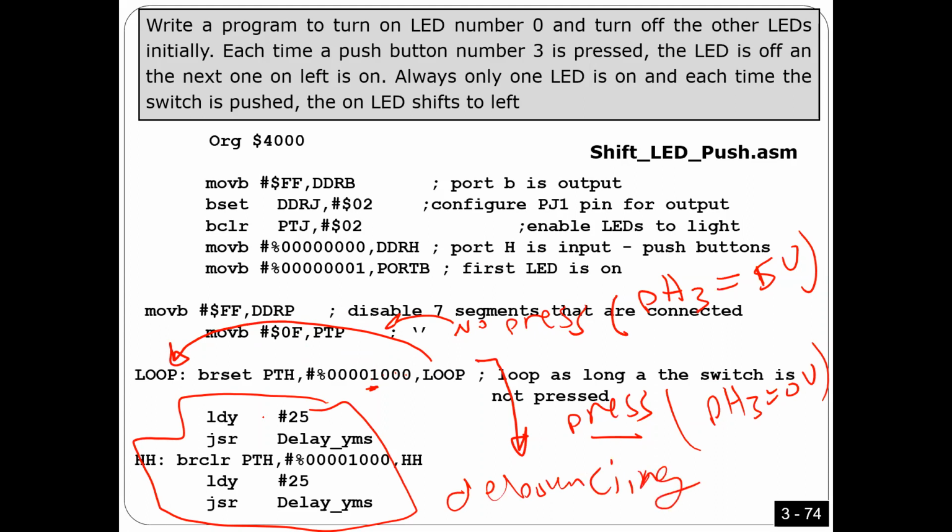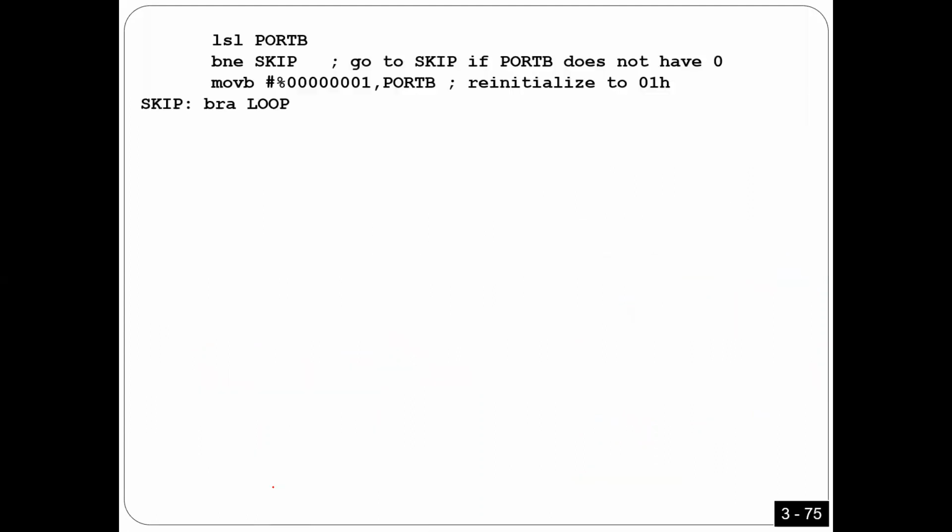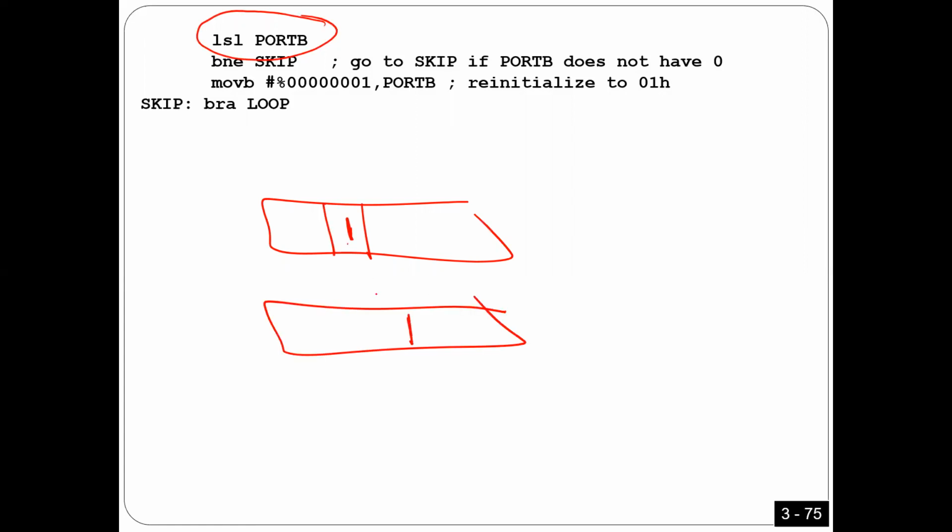In the video, I'm gonna delete this code. I'm gonna show you what's gonna happen when you press, and then I'm gonna put it back to understand why debouncing is important. Now, every time you press, guys, I'm gonna shift port B. When I shift port B, if this one is 1, the next one is gonna become 1. So you shift the 1 because only one LED has to be on.